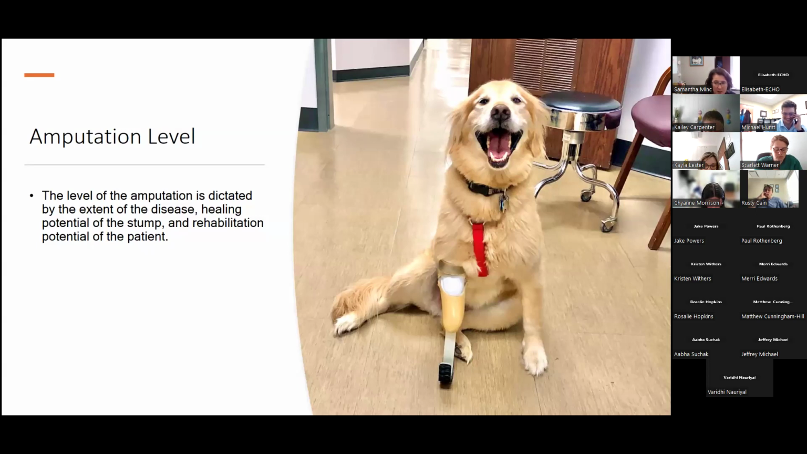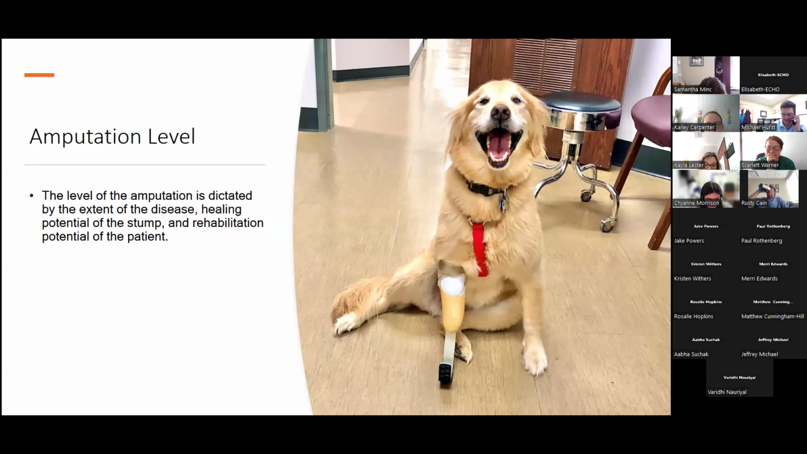The healing potential of the stump has a lot to do with the vascular status. A lot of times, especially in these bad diabetics with peripheral vascular disease, they may have gangrenous changes just at their toes, but that doesn't mean that a digital amputation is going to heal. That's where you have to work closely with the vascular surgeon and make sure we have enough healing potential there, or do we need to come more proximal so that we can get healing and perform that in a single amputation, as opposed to staging it.